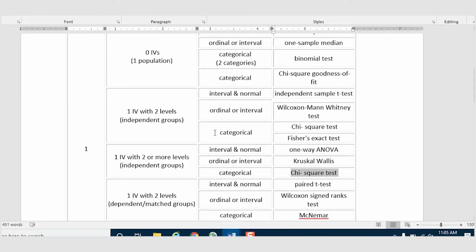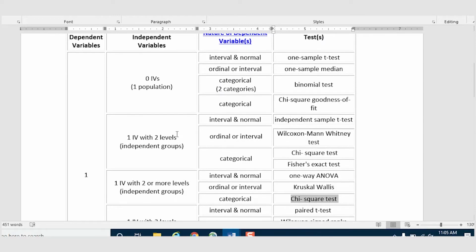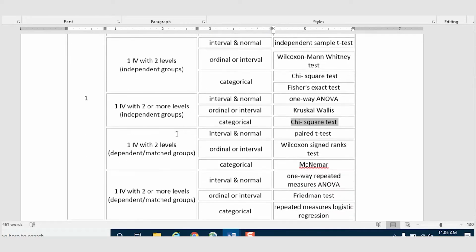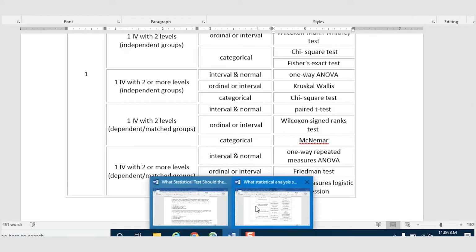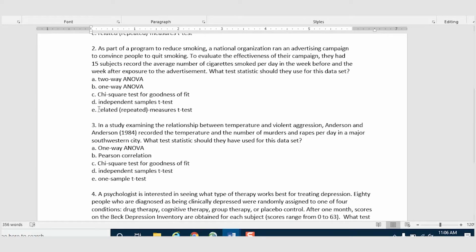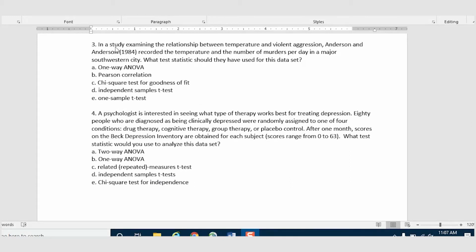For this, we've got one dependent variable, and we've got one independent variable with 2 levels, but they're matched. They're dependent, right? Our dependent variable, I would say, would be an interval, or it's really kind of ratio. How many cigarettes did you smoke? And so we've got a paired t-test. Sometimes in the course we've called this a repeated measures t-test or a related measures t-test. And so that would be the option that we would choose for this particular one, the related or repeated measures t-test. So let's look at one more example here.